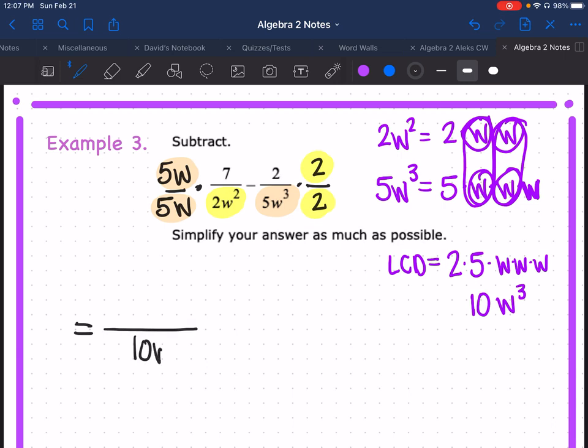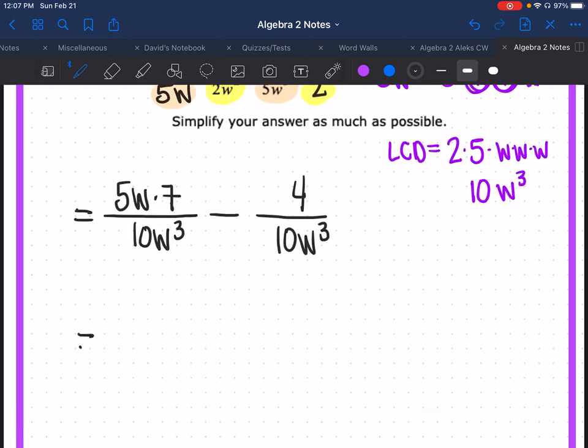All right, I've got 10W cubed on the bottom and I have 5W times 7. I can go ahead and multiply. Oh, I forgot to remind myself that I was subtracting. I had to go and look. It is okay. You're going to have to multiply the 5 times the 7. You can do that. That's exactly going to be our next step if that's what you were thinking. And 2 times 2 is 4. So I'm going to go ahead and multiply. 5 times 7 is 35W minus 4 over 10W cubed.